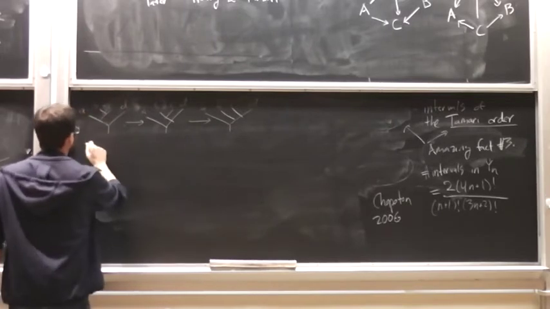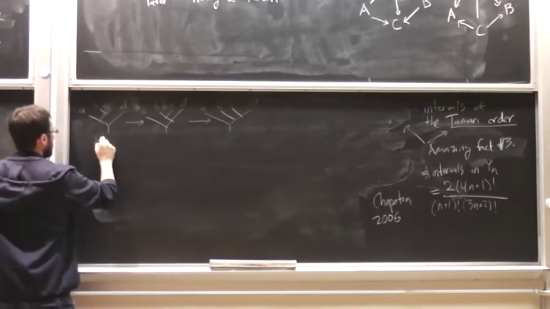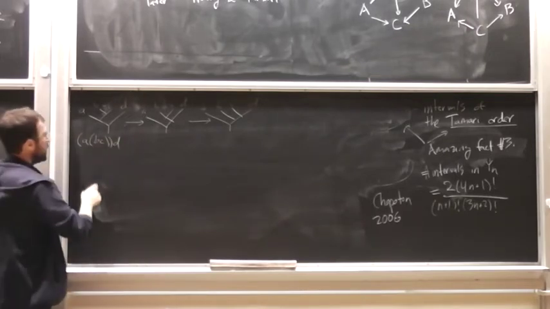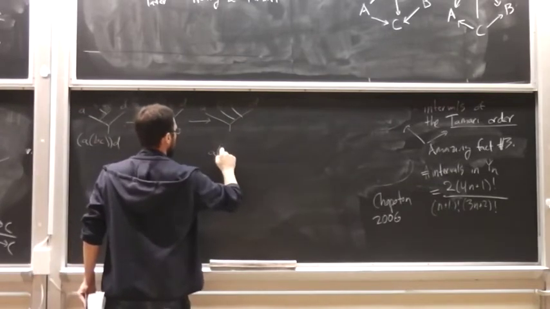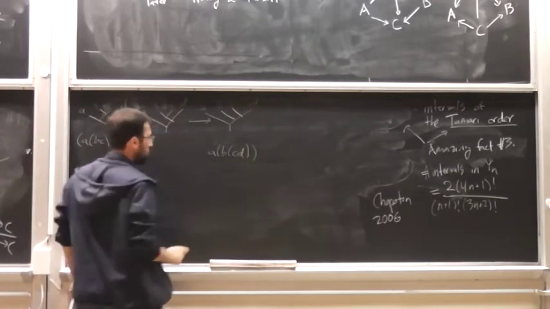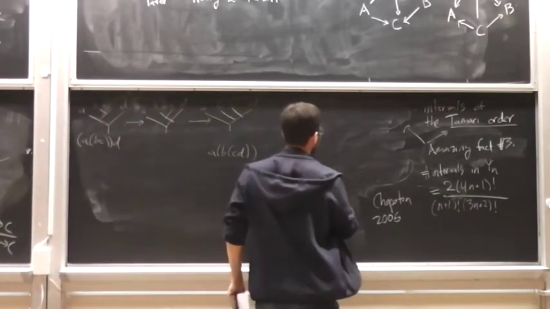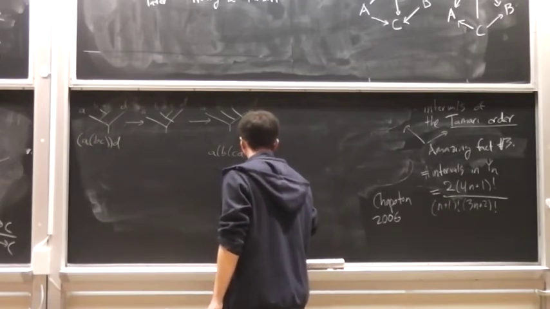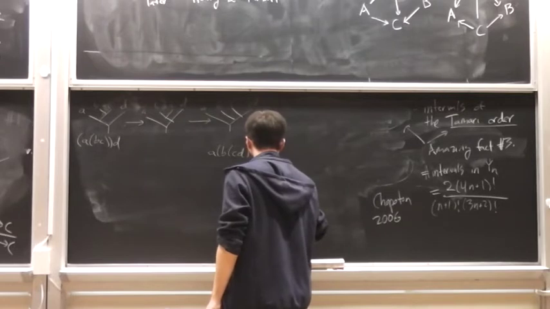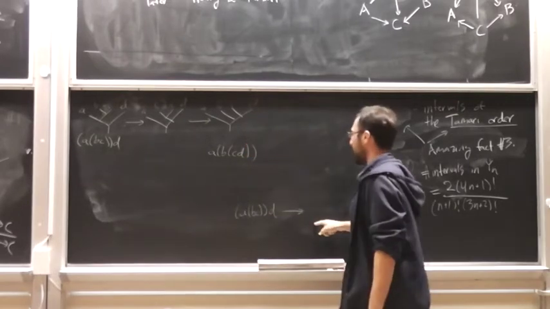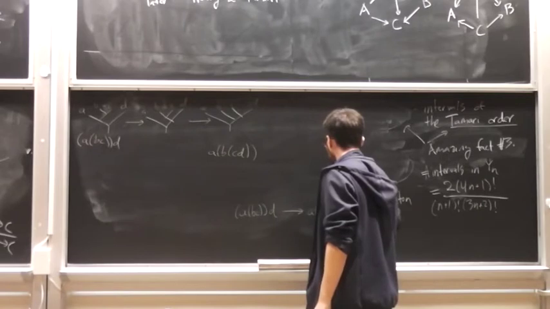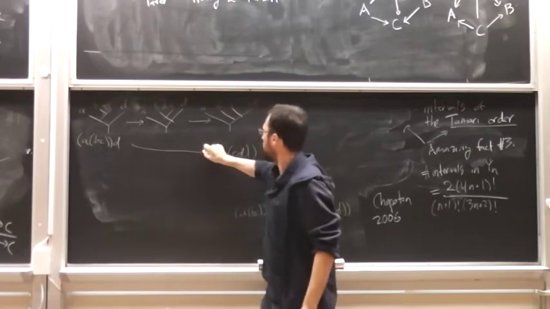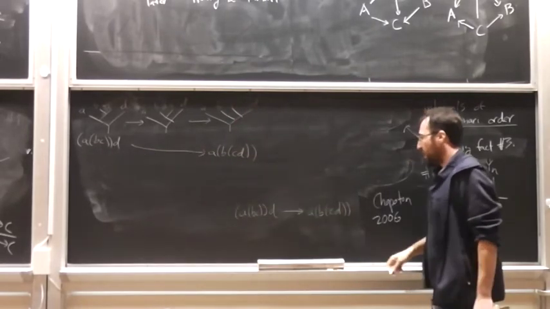So this corresponds to the word A times BC times D, and this is A times B times CD. So let me derive now that A, B, C, D entails A, B, C, D. Okay, so we're going to try to prove this directly. This thing entails this thing. How can we do that?